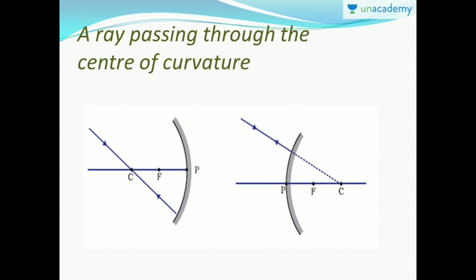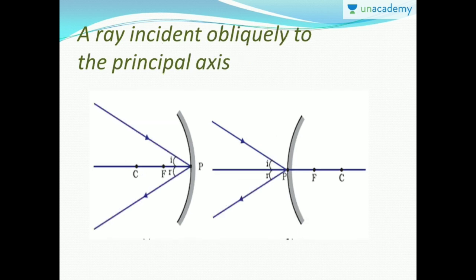Okay, so moving on, a ray incident obliquely on the principal axis towards the point P, which is the pole of the mirror, on the concave mirror is reflected obliquely. The incident and reflected rays follow the law of reflection at the point of incidence. The law of reflection is that the angle of incidence is always equal to the angle of reflection. So this is basically a pure example of the laws of reflection.